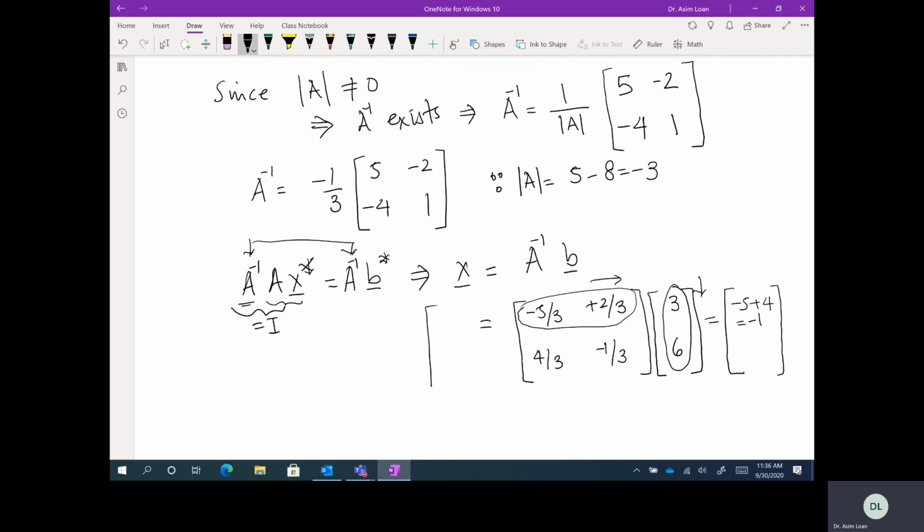And obviously this is X and Y. This is X, this is Y. And for the second element, this is 4 over 3 into 3 is 4, and this is -1 over 3 into 6 is -2. So this is 2. So X and Y are -1 and 2, which is exactly the same as before.